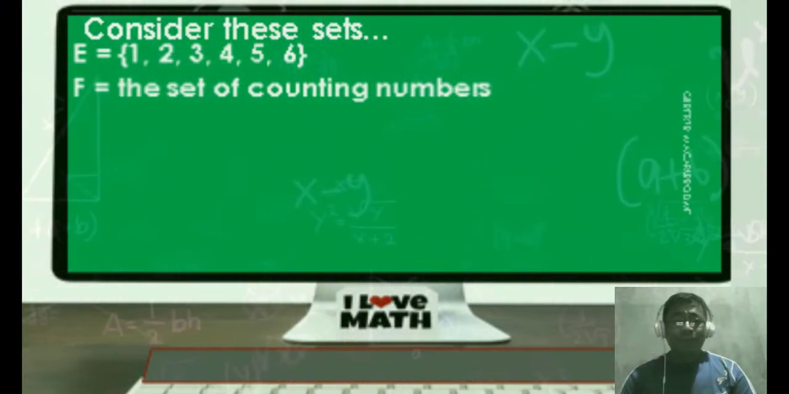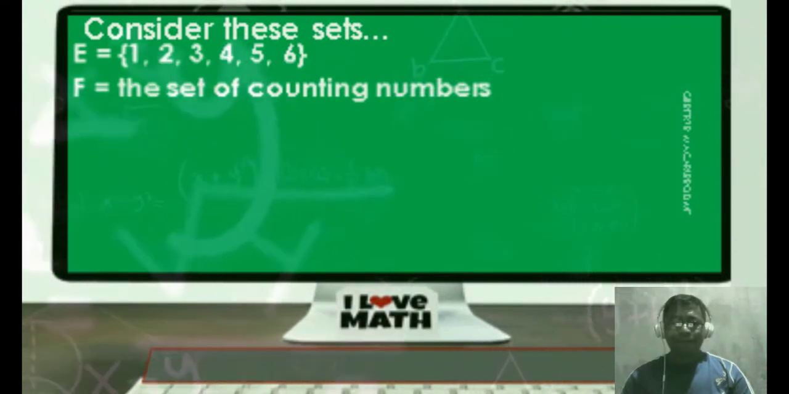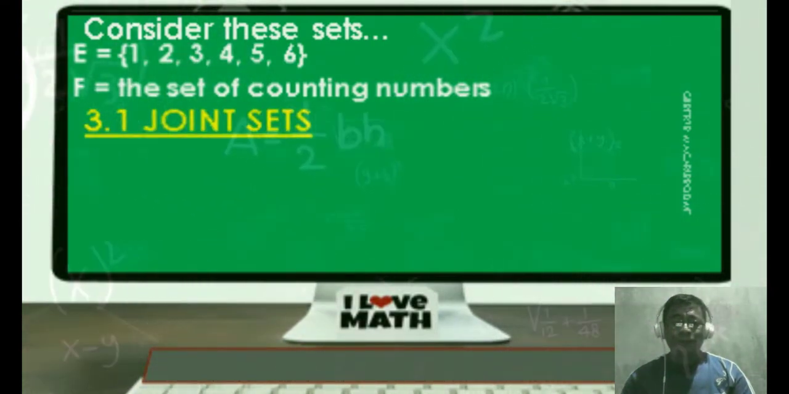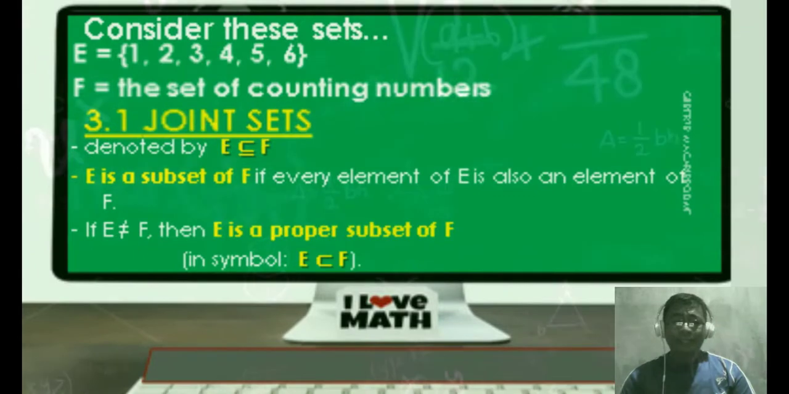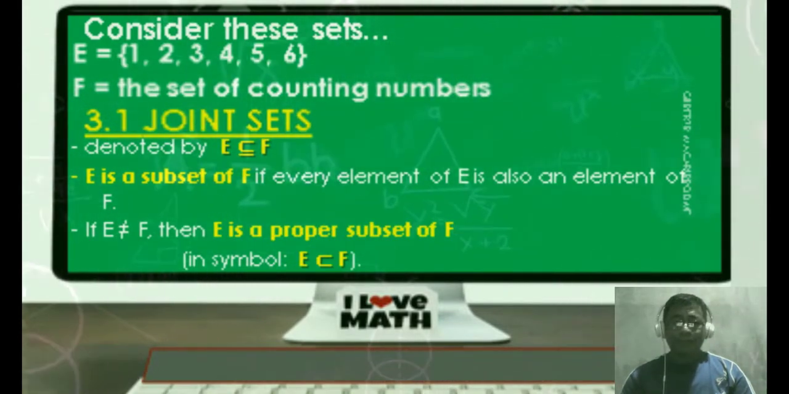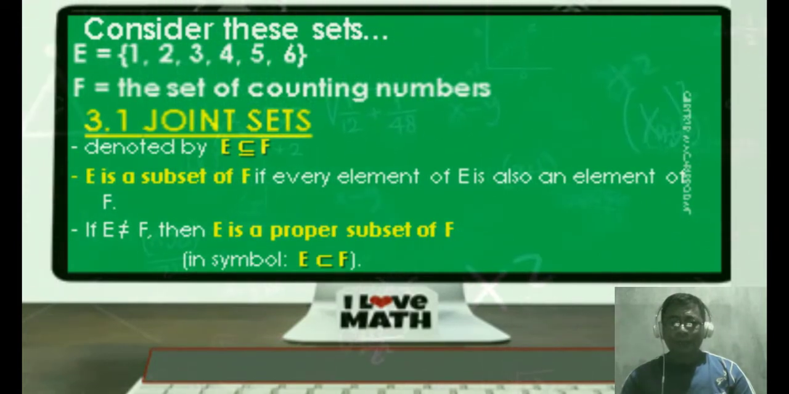Set E is simply a subset of F. This is just an example of joint sets. When we talk about joint sets, it is denoted by E ⊆ F. E is a subset of F if every element of E is also an element of F. If E is not equal to F, then E is a proper subset of F. In symbol, E ⊂ F.